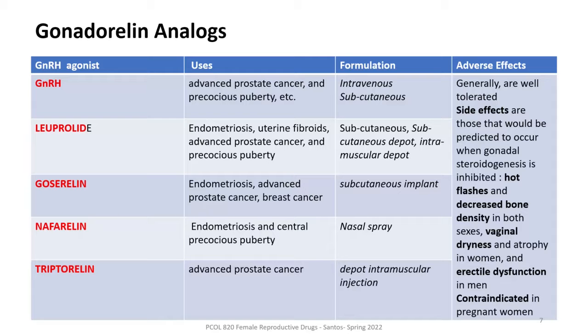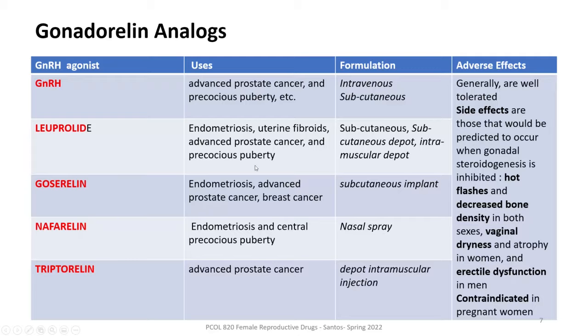Normally it's preferred to give a gonadorelin analog instead of the gonadorelin itself. As we see here, the gonadorelin, or gonadotrophin releasing hormone, is normally given intravenously or subcutaneously. But then the other analogs, like leuprolide, goserelin, nafarelin, and triptorelin, are available in different formulations. For example, goserelin is a subcutaneous implant. You also have a nasal spray and an intramuscular depot injection.